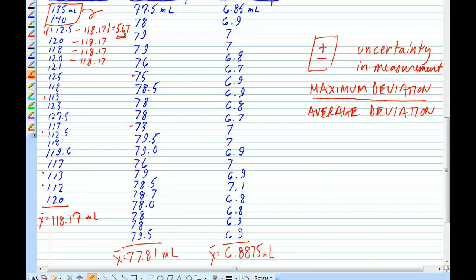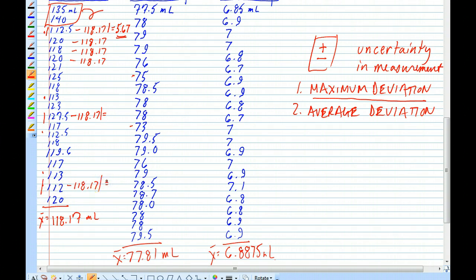Now, for the maximum deviation method of my uncertainty, I'm going to find the maximum deviation from the mean, and I'm going to use that as my plus or minus value. Rather than go down and do all these subtractions, all we have to do is do it for the highest and the lowest data points. So what's my highest data point? 127.5. So let's do this one, absolute value. And where's my lowest one? 112. Okay, so let's do those two.